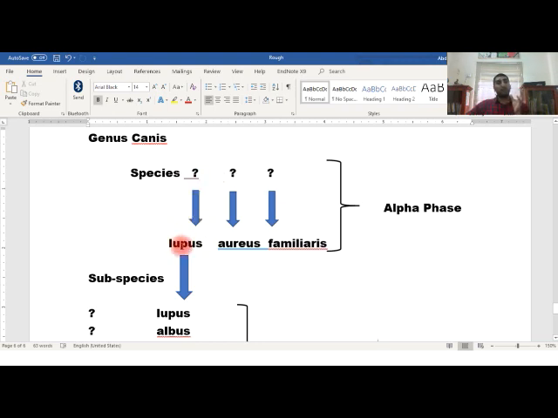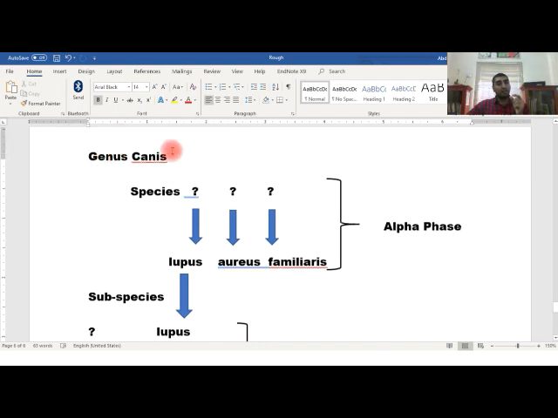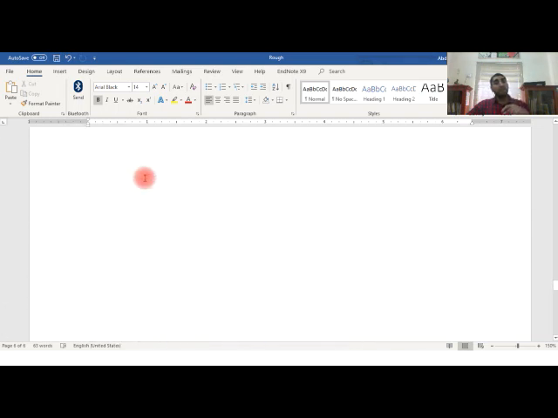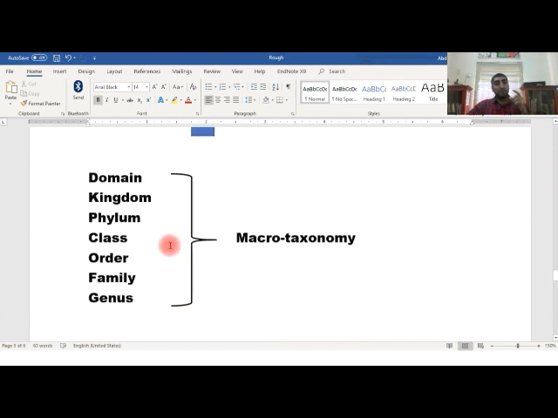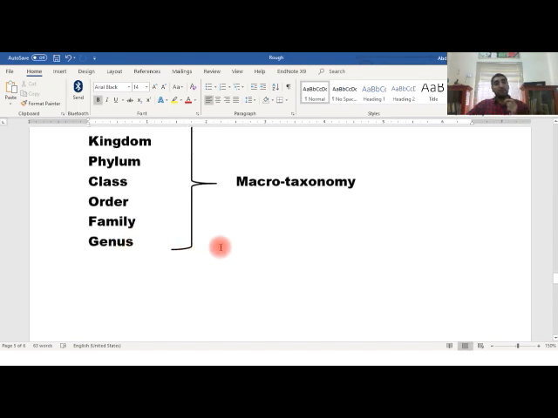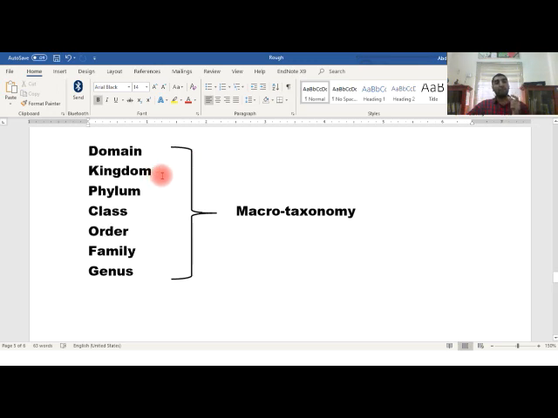So now we will look at the characteristics of lupus, and we will put it into a certain genus. From this point, from this genus, starts the beta phase of macrotaxonomy. So we'll put this lupus into the genus Canis, and this genus will be put into a family. The family will be Canidae, and then Canidae will go into Carnivora, and Carnivora into the class Mammalia, and Mammalia into the phylum Vertebrata, and Vertebrata into the kingdom Animalia, and Animalia into Eukaryota. So this is macrotaxonomy.